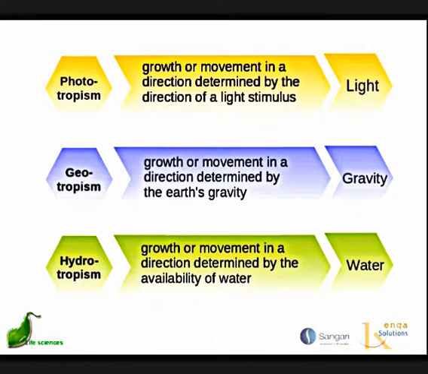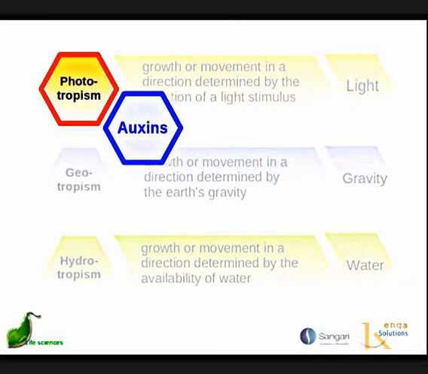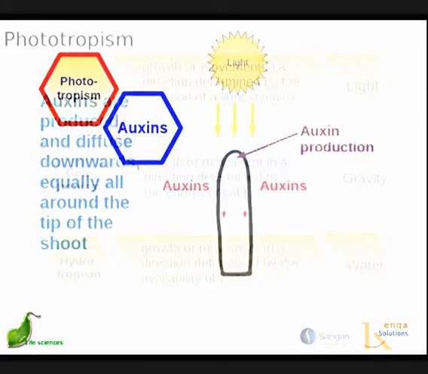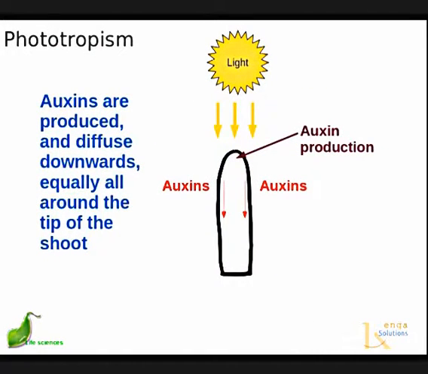Now let's look at phototropism first and the role played by auxins in phototropism. So now when light is shining directly down on a shoot from above, auxins are produced, and they diffuse downward equally all around the tip of the shoot. And so the plant just simply grows up.